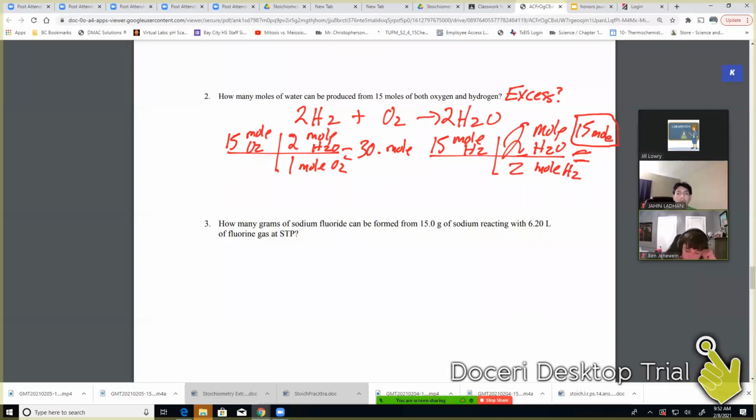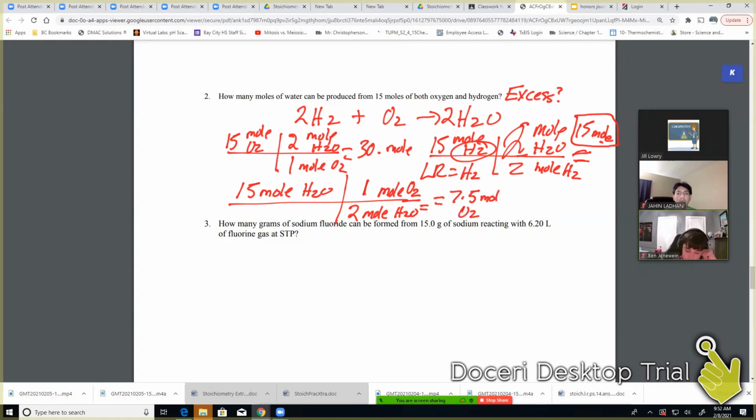And so what would be my limiting reactant? Hydrogen, perfect. Remember, these are not on the test tomorrow. And then to find out the excess, and we can do it in moles, start with my given of how much was actually made, which was 15 moles of water. And we want to know how many moles of my excess, which was oxygen, that took. So this is 2 moles of water over 1. So it actually took 7.5 moles of oxygen.